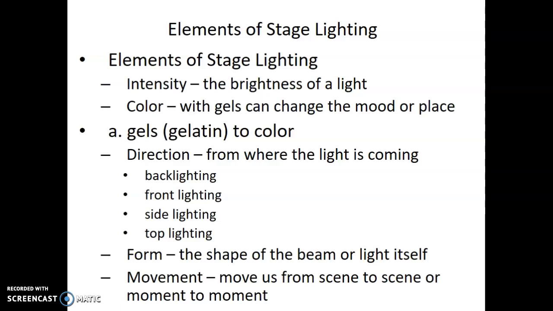Color is the next element of lighting. We do that by way of using gels and also built-in coloring mechanisms that are like gels to change the color of a lighting instrument for the stage. The next one is direction, where the light is coming from. Is it coming from the back, the front, the side, the top? All of these are things that we experience in our day-to-day natural lighting. We just never think about it a lot.